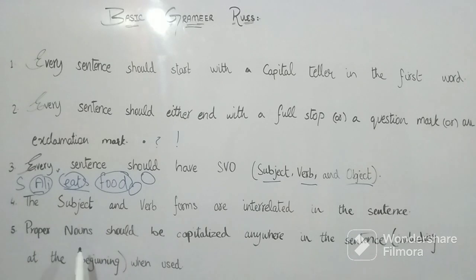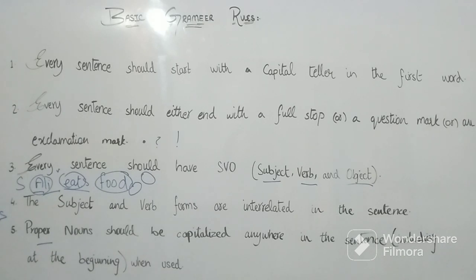Fifth rule, proper nouns should be capitalized anywhere in the sentence, including at the beginning when used. Proper nouns are not very common, like we don't use them very often. Like here we said Ali eats food. Ali is a boy, right? But I can write as well that boys eat food. Now if I write boys, B is capital, just like this, because every sentence should start with a capital letter in the first word. But when I'm talking about Ali, then I will make the A capital because it's a proper noun. Every boy's name is not Ali.